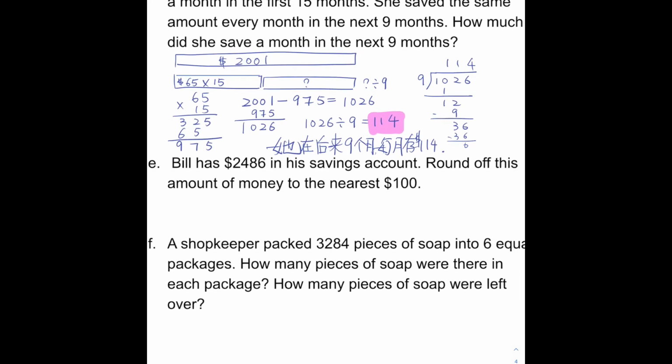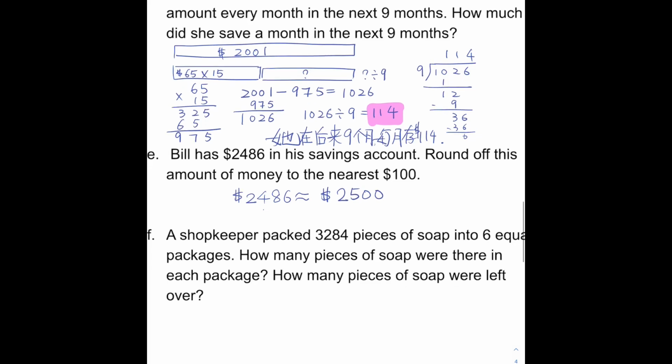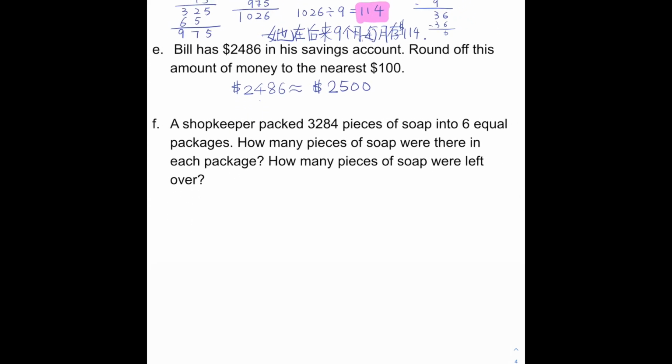Question number E. Bill has $2,086 in his saving account. Round the amount of money to the nearest 100. 2086 约等于 to the hundreds, 所以到这一位2100.